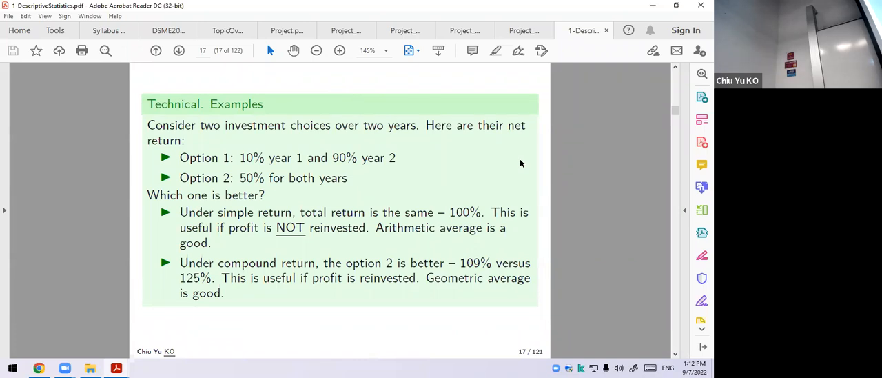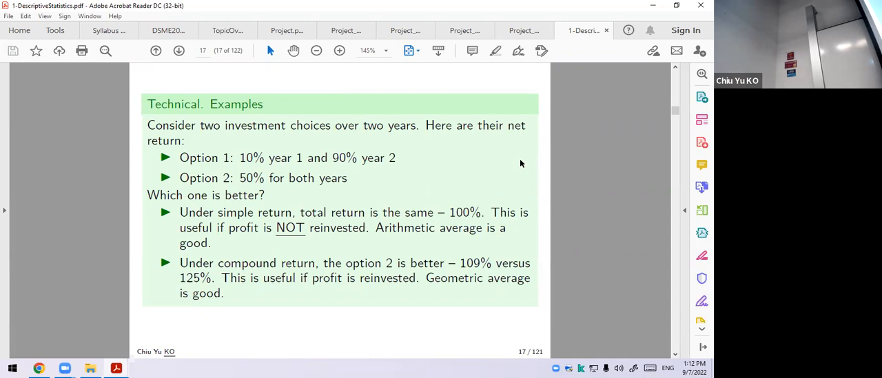If you calculate the simple average, they're the same, right? Because the average of 10 and 90 is 50%. So if you look at the simple average, you should be indifferent between the 2. But if you think you have a reinvestment opportunity, if you compound the return, what you earn the first year you can also put in there. Then you would think option 2 is actually better, because you earn 50% and you earn 50% again, so you have the extra 50% to earn 50% more.